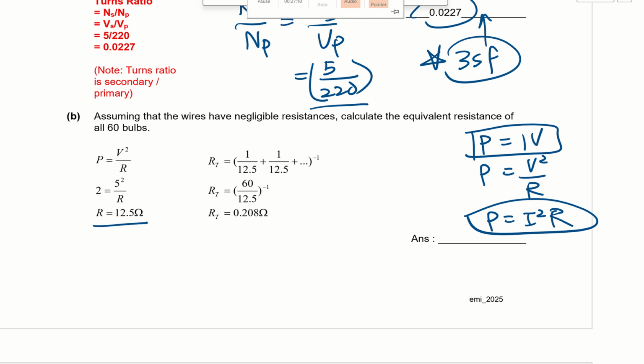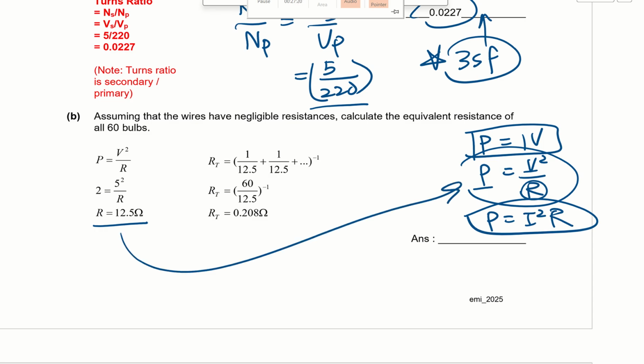If I have current, I know the voltage, I can calculate the power. Then this one is if you are given P and V, then you can find the resistance of the light bulb. So this is what is happening here. Okay, and because they are all connected in parallel, right? So you can actually take 12.5 divided by 60.